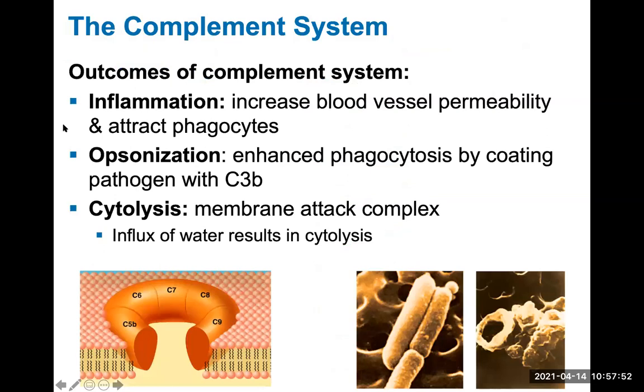Okay, so what are these outcomes of complement that I keep talking about? Inflammation, you know, is the increased blood flow and permeability. It also will help attract phagocytes to the area. Opsonization is an enhanced function of phagocytes to be able to grab onto the pathogen. So the pathogen will be coated with C3b, and then the phagocyte can grab onto the pathogen much easier and more quickly. And then cytolysis, as I mentioned, is a whole bunch of different proteins, and you do not need to memorize the numbers here.